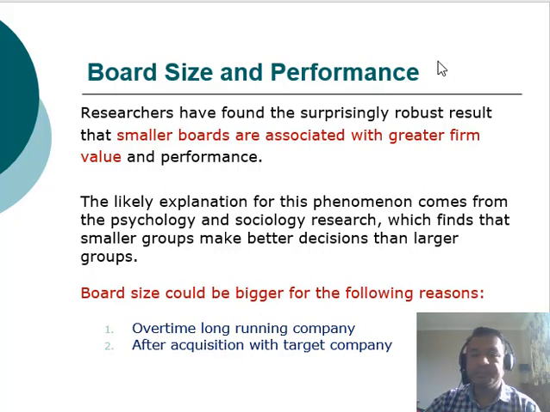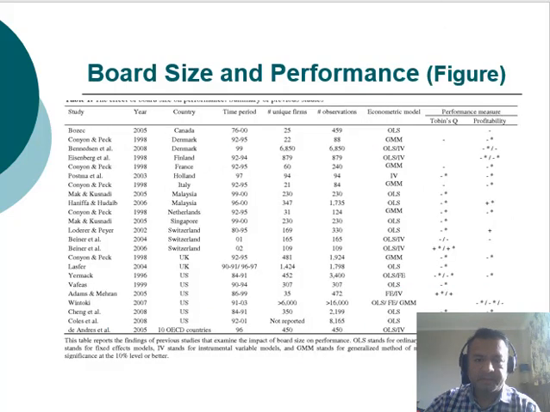That could be because long-running companies might have a large number of directors, and after the acquisition of a target company, the number of board directors can increase as well. This slide shows the board size and performance of individual studies. As you can see, several major studies show that board size and performance are statistically significant, and a smaller board could be more efficient and effective for running the company more smoothly.